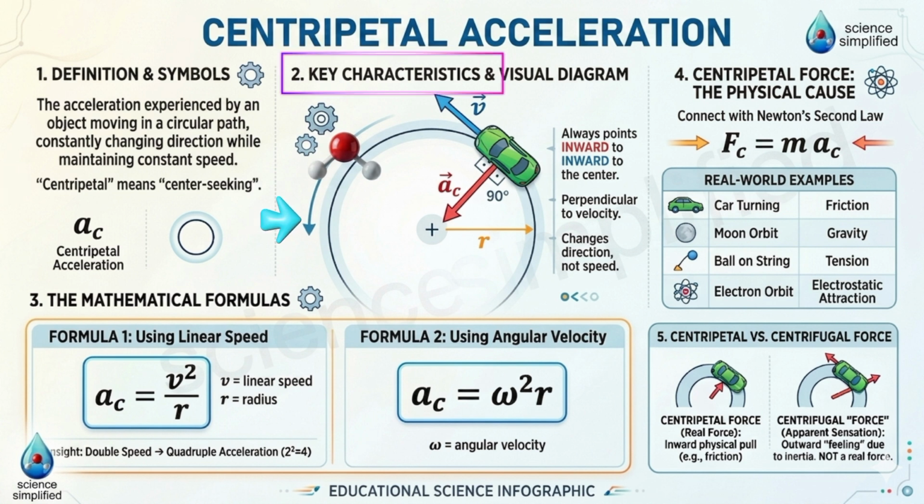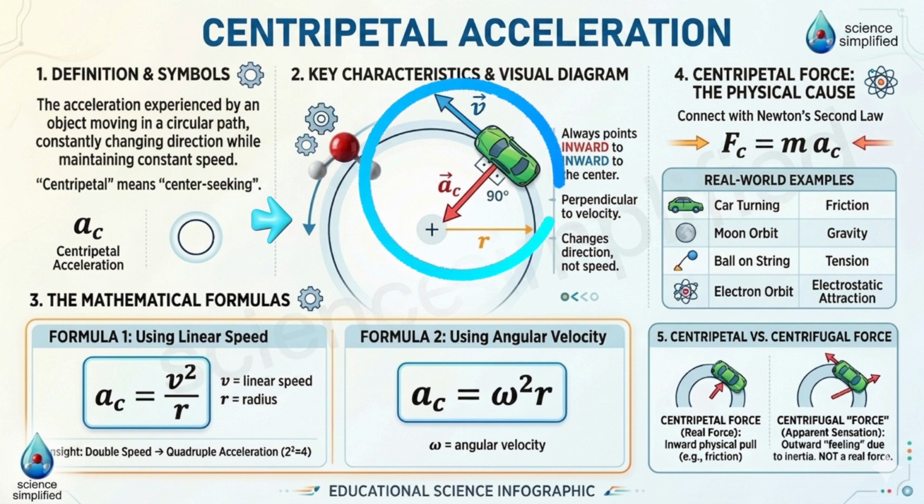Now, moving to the second section, key characteristics and visual diagram. Imagine a green car moving along a circular track. The diagram shows two important vectors. The first is the velocity vector, represented by v. This vector points tangent to the circle in the direction of motion. The second is the centripetal acceleration vector, a c, which points directly inward toward the center of the circle.